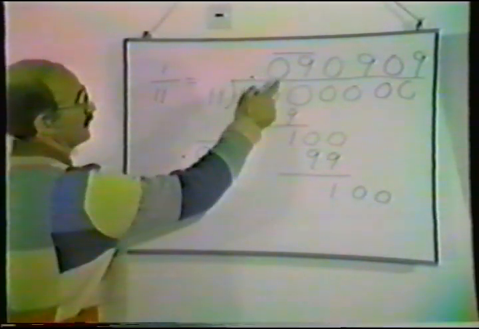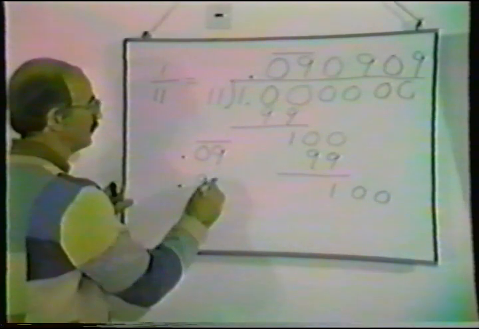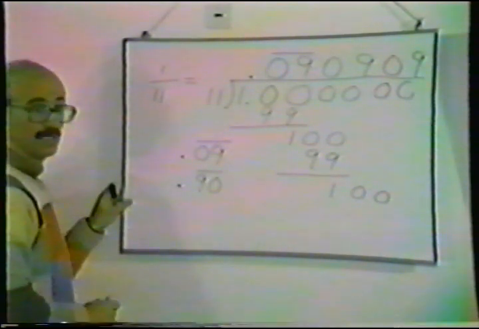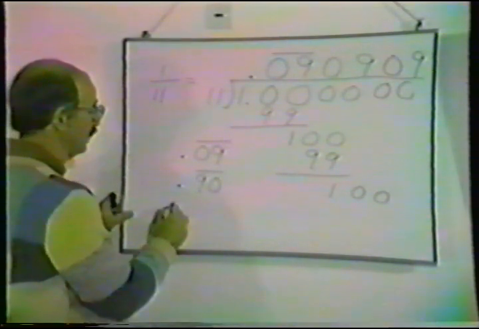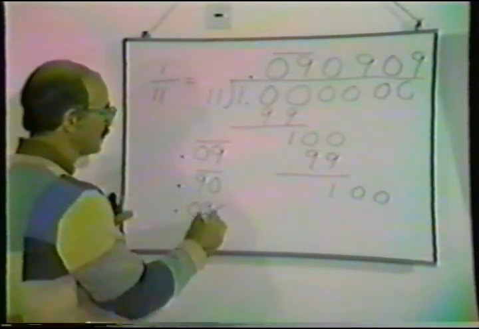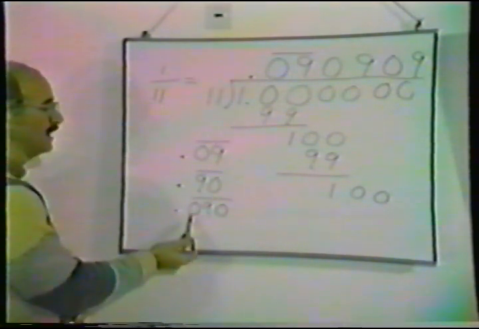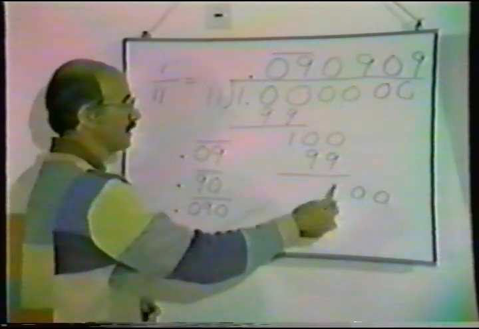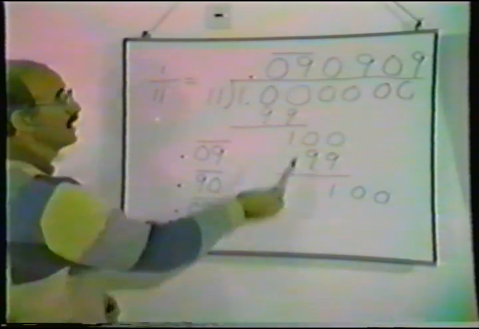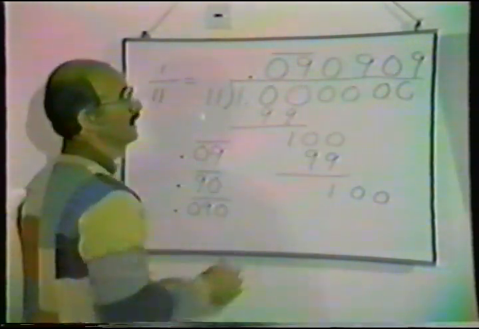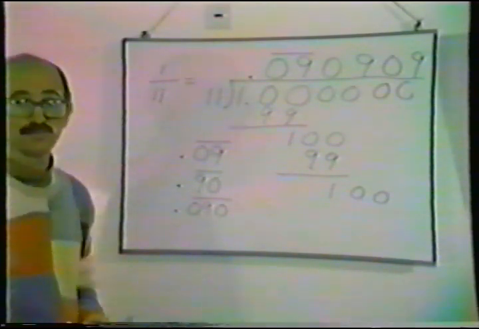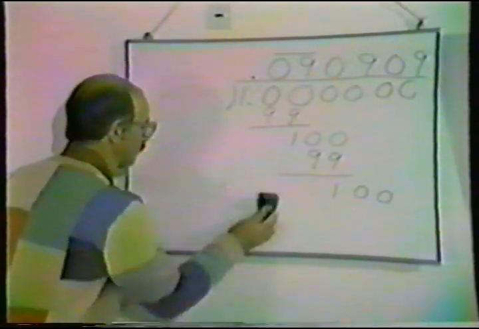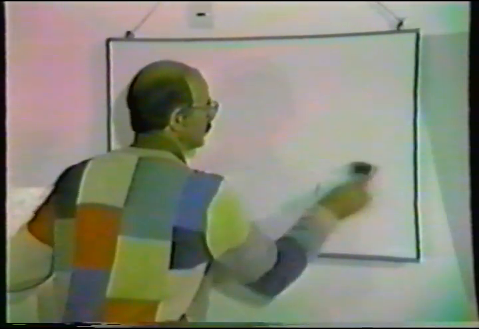If we had forgotten to put in this 0, you might have wanted to write 0.90, but that's not the right answer. Neither is this the right answer, because that would mean 090, 090, 090, and that's not what our answer is. It's 09, 09, 09. So you have to be careful. We have one more to do.